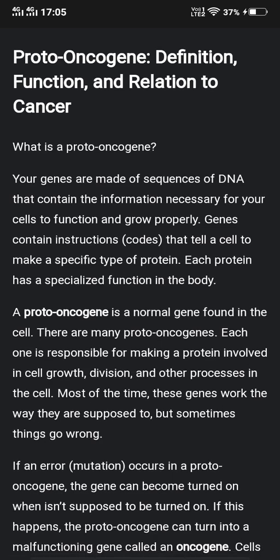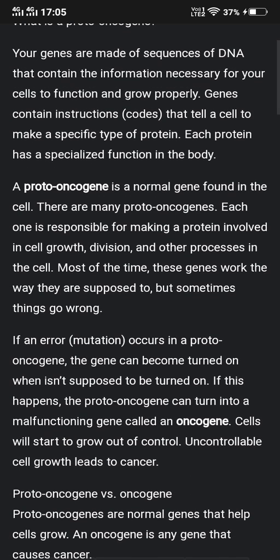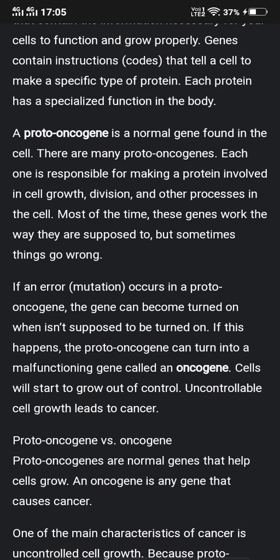There are many proto-oncogenes. Each one is responsible for making a protein involved in cell growth, division, and other processes in the cell. Most of the time, these genes work the way they are supposed to, but sometimes things go wrong. If an error, like a mutation, occurs, it may be caused by physical, chemical, or radiation factors. Many causes can induce mutations in the cell gene structure.